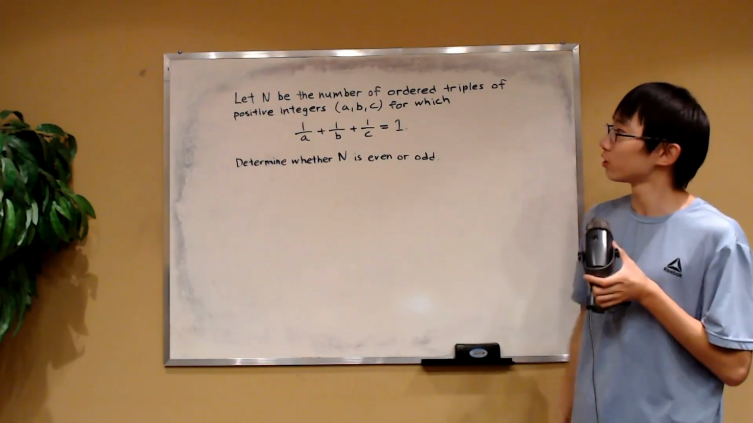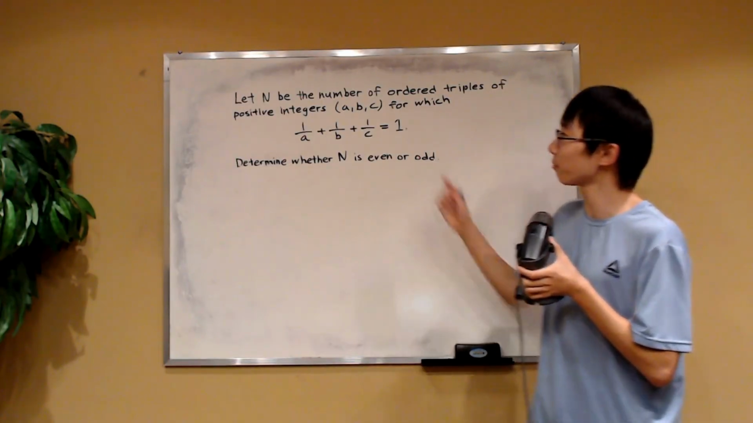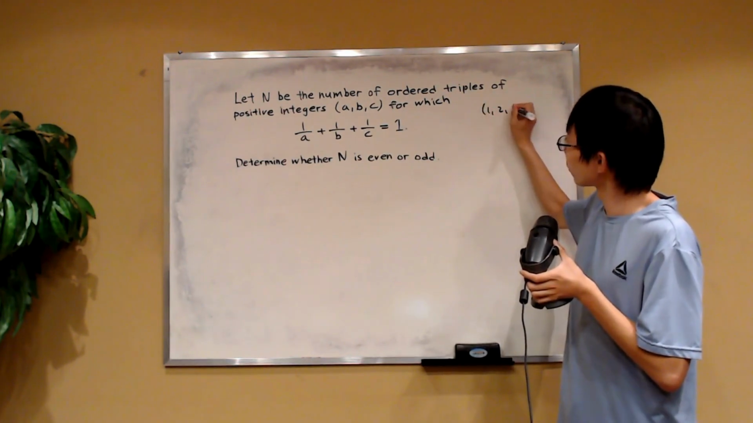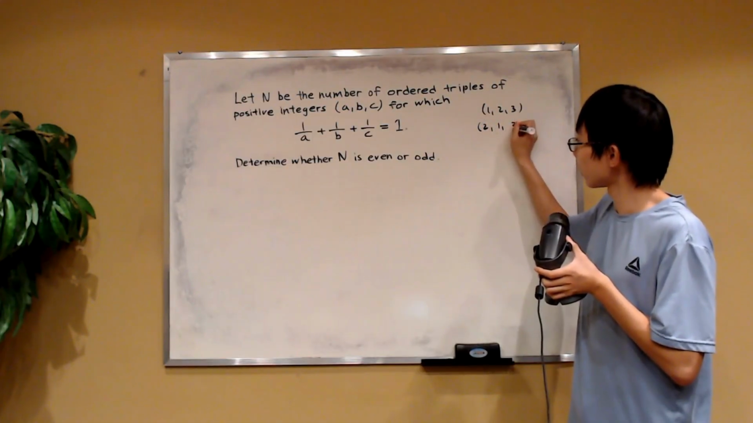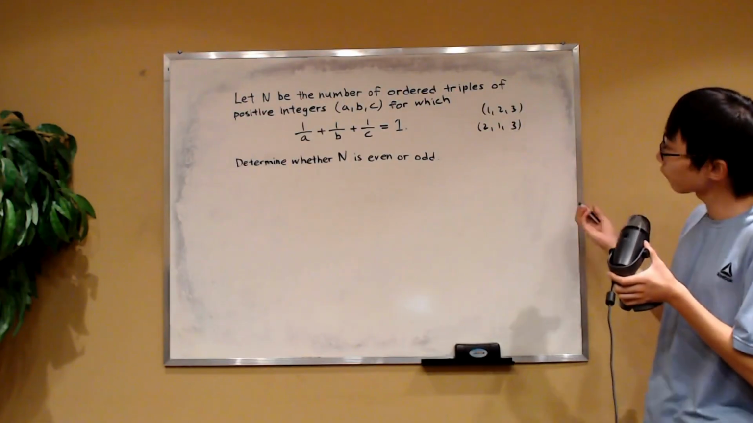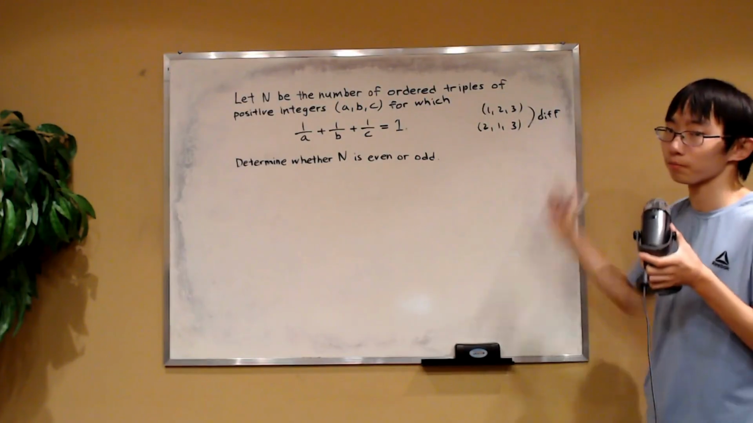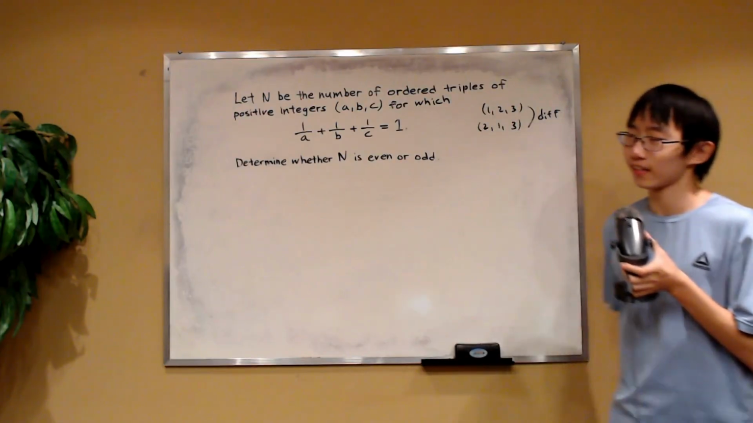Now, for clarification, when I say ordered triples, I mean the order of the numbers in this triple matters. So for instance, if 1, 2, 3 was a solution, then something like 2, 1, 3 would be considered a different solution because the order of the numbers is different. So these are different solutions. Okay, so we want to determine whether n is even or odd.